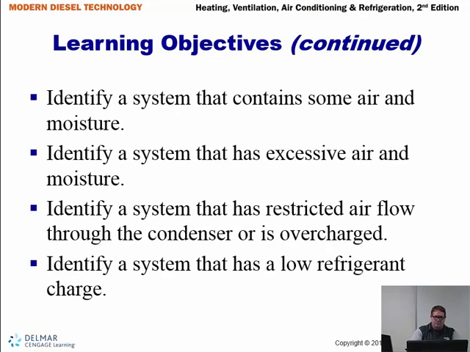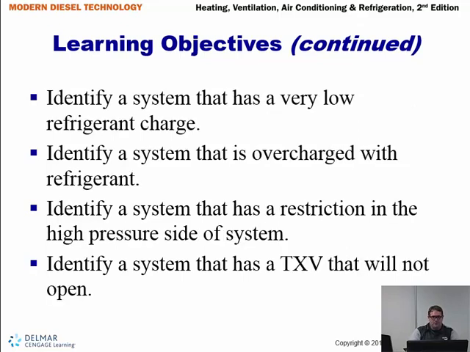All right, learning objectives. Identify a system that contains some air and moisture. Identify a system that has excessive air and moisture. Identify a system that has restricted airflow through the condenser and is overcharged. Identify a system that has a low refrigerant charge. Identify a system that has very low refrigerant.